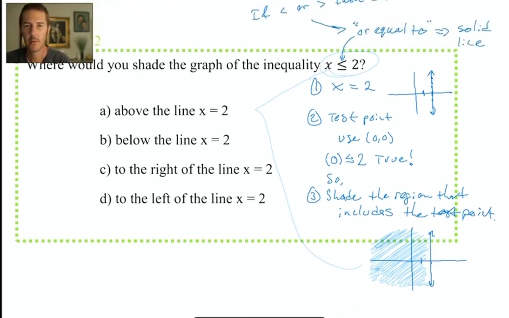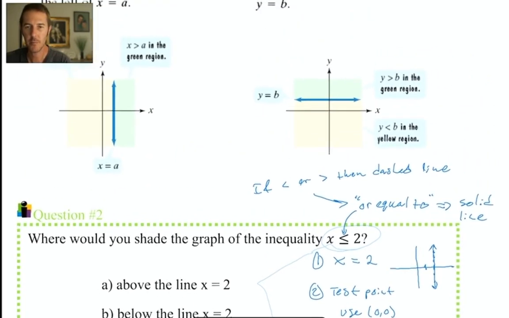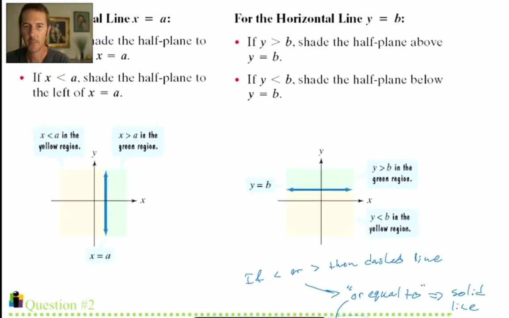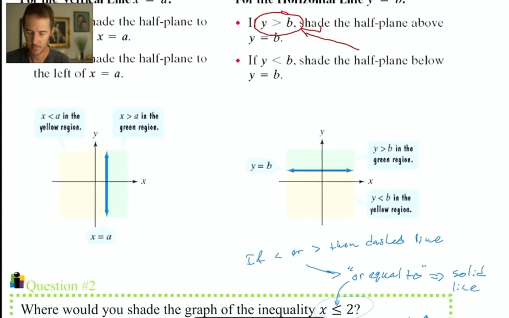Okay, so that's a very basic graph. It's a vertical line. If we had been working with an inequality that had just a y value in it, like y is greater than b or y is less than b, then we would be graphing a horizontal line. If we're graphing the y values that are greater than b, we would shade the upper half of the plane. If it was y is less than b, where b is some number, then we would shade the lower half of the plane.